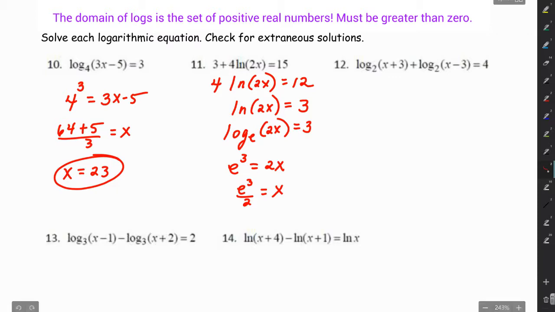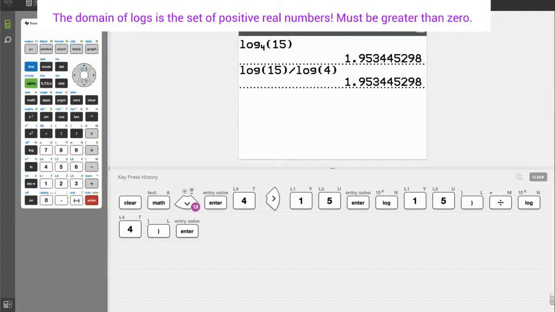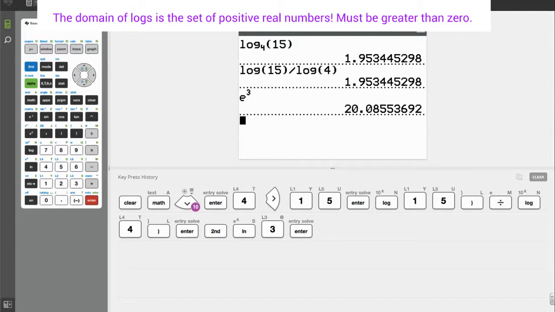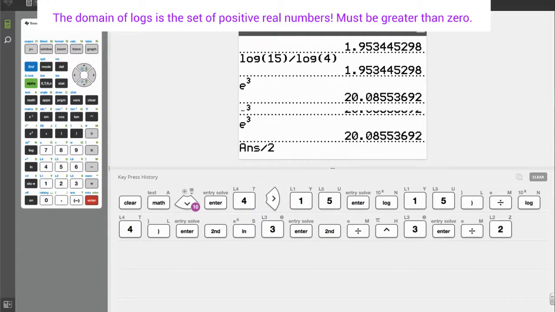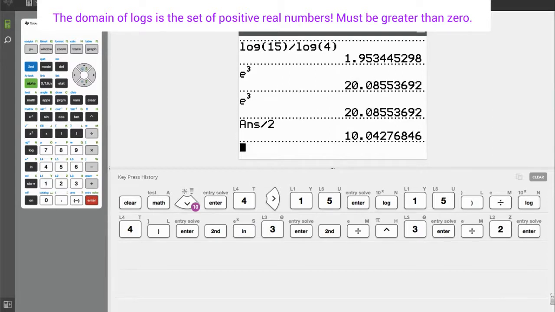If we put that into our calculator, let's practice that. We're going to use the ln button, but it's second ln. So we have e to the third power, or you could just use the e button, that second division symbol, raised to the third power. And then that's going to be divided by 2. So that's about 10.04 rounded.